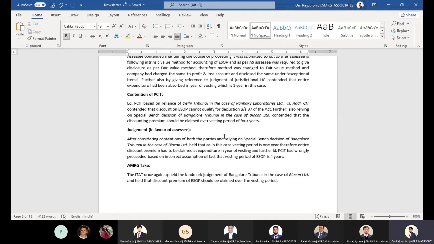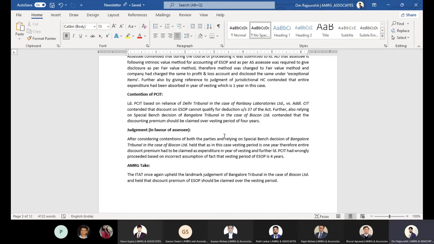So the matter was decided in favor of the SSC, and what we understand from this case law is that even in various startups there is no fixed criteria for distribution of ESOP. The vesting period can vary from 1 year to 5 years. So even if the vesting period is 1 year, 2 years or 3 years, whatever it is, the expenditure should be allocated in the year of vesting.